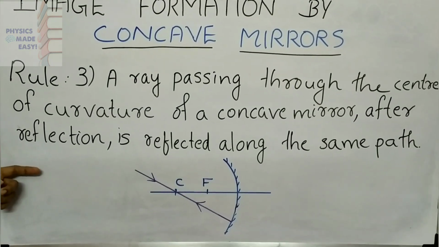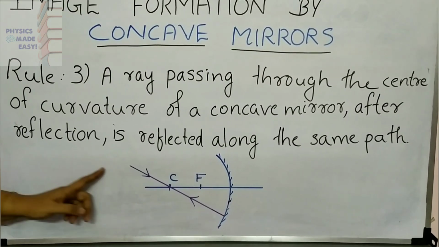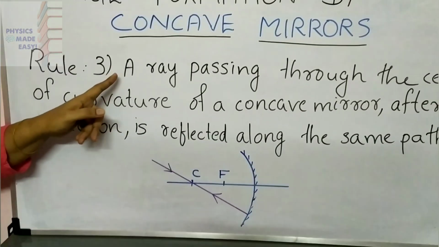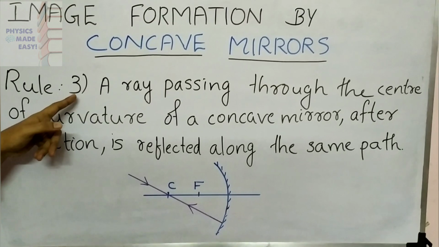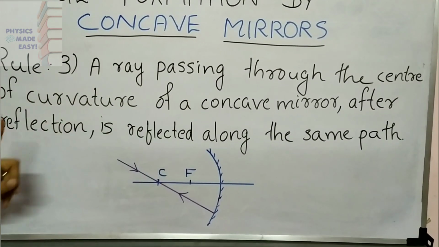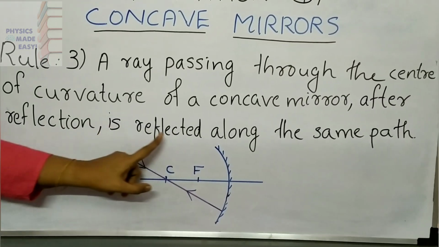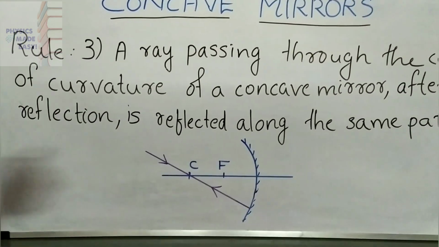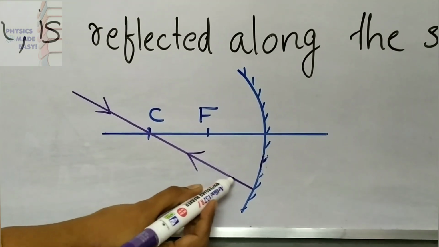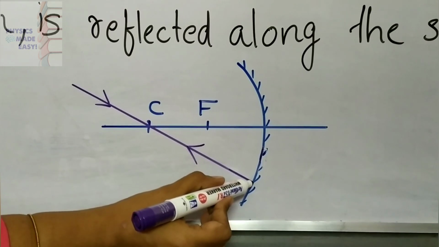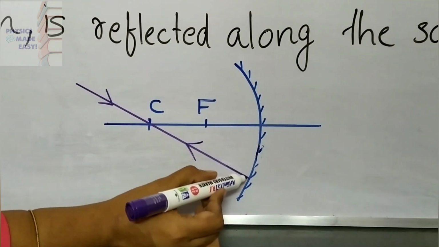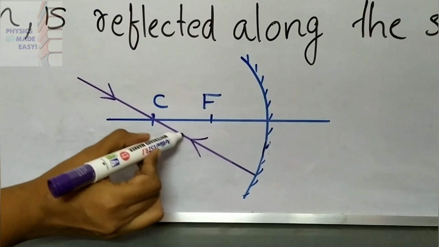Children, let us see what will happen to a ray which is passing through the center of curvature of a concave mirror. Here you can see a ray passing through the center of curvature of a concave mirror. After reflection it is reflected along the same path. Here you can see the incident ray passing through the center of curvature. After reflection, that is passing through the same point. That means here it will retrace the same path.